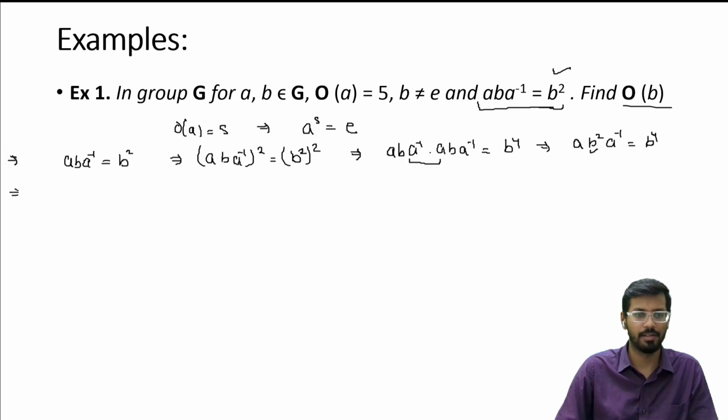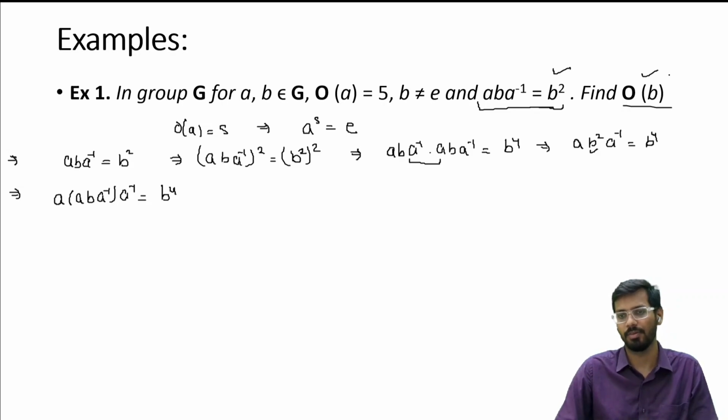So from this we can write a (b square) a inverse is equal to b raised to power 4. यह हमारा ऑब्जेक्टिव है कि हम b की ऐसी पावर लेंगे जिससे हमें आइडेंटिटी एलिमेंट मिल जाए। ओके, तभी हम उसका ऑर्डर फाइंड कर सकते हैं। तो उस ऑब्जेक्टिव से हम इसको ऑपरेट कर रहे हैं कि हम b की पावर बढ़ाए जा रहे हैं जिससे हमें आइडेंटिटी एलिमेंट मिल जाए। तो फ्रॉम दिस वी कैन राइट a square b a raised to power -2 that is equal to b raised to power 4.